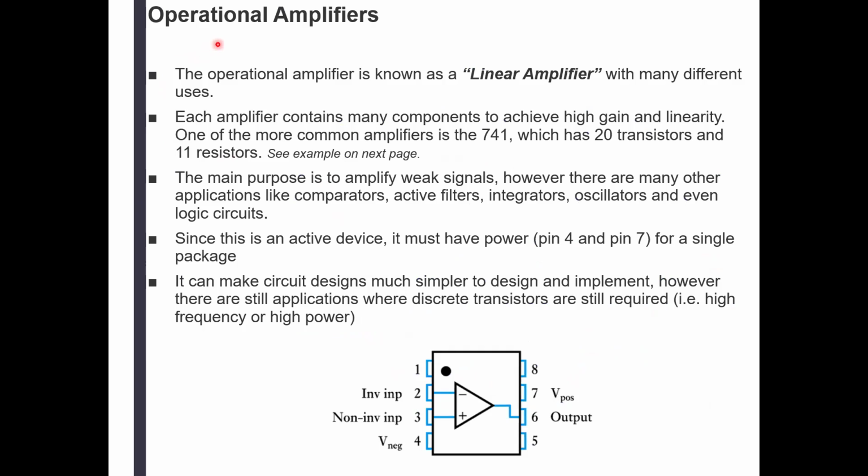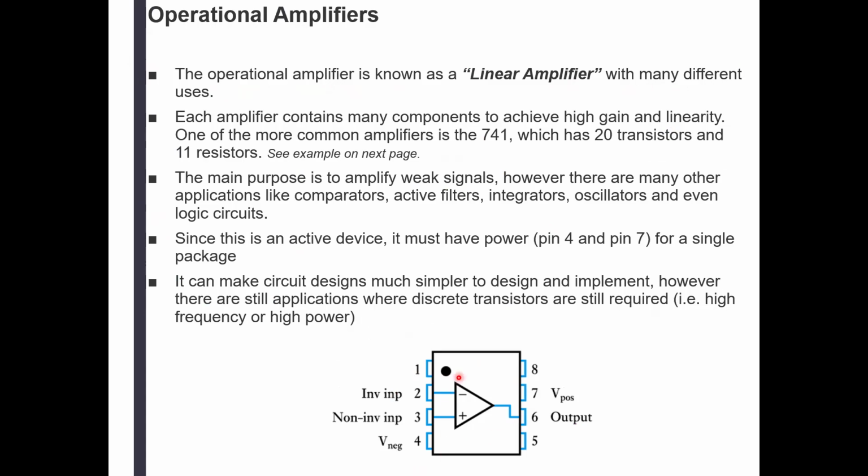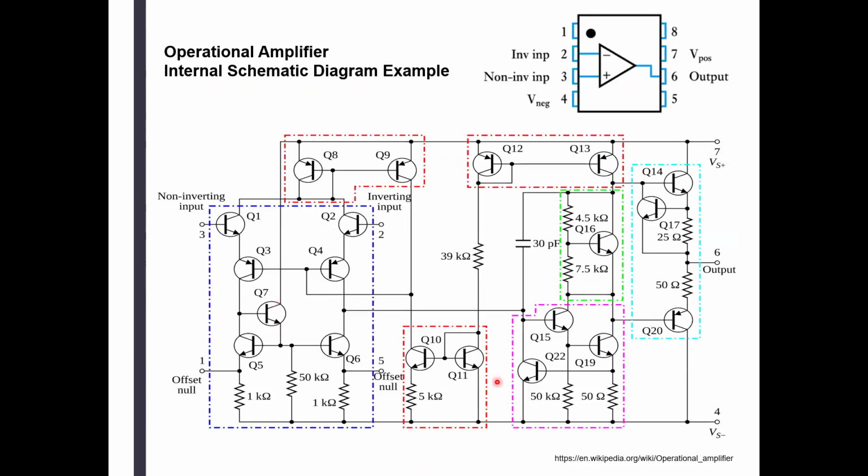And now we're going to have something that's called operational amplifiers. Here's what an op amp looks like, operational amplifier. We're going to spend some time on that little guy here, and we're going to have some fun with this guy. The operational amplifier is known as a linear amplifier with many different uses. Again, opening statement: each amplifier contains many components to achieve high gain and linearity. Well, that guy looks like this inside.